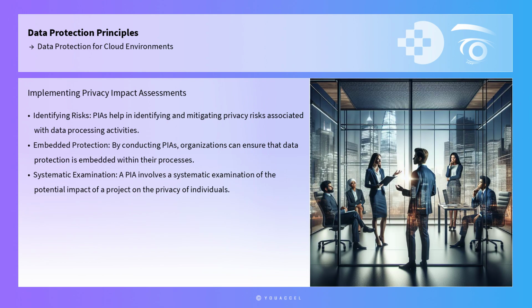Organizations should also consider implementing privacy impact assessments as part of their data protection strategy. PIAs help in identifying and mitigating privacy risks associated with data processing activities. By conducting PIAs, organizations can ensure that data protection is embedded within their processes, thereby enhancing overall data security. A PIA involves a systematic examination of the potential impact of a project on the privacy of individuals, and it provides recommendations for mitigating any identified risks.